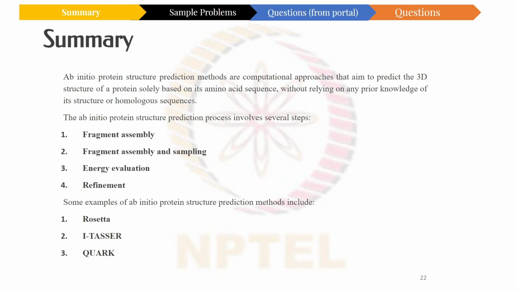However, predicting the structure of larger and more complex proteins remains a major challenge for ab initio methods. But they have made significant progress in recent years and been successful in predicting the structures of several small proteins with high accuracy. But still there is a need to improve their accuracy and their reliability.